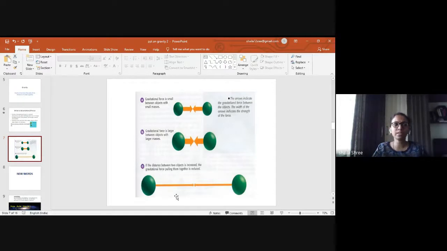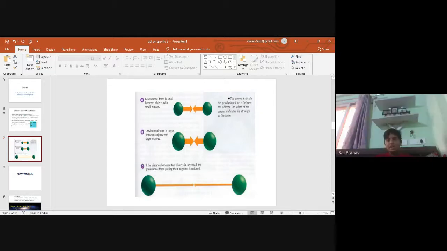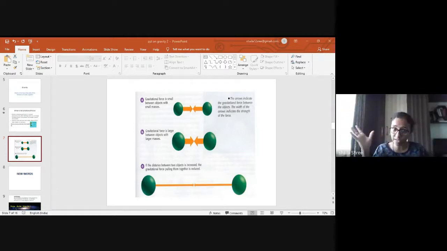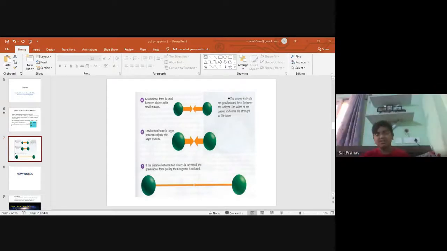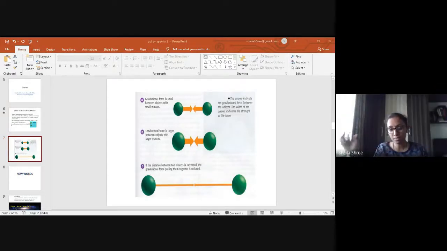You are going away from the Earth's atmosphere. So, will Earth pull you in the same way? No, it will leave you. Why? What is happening? Because we are moving out of the atmosphere. Yes, you are moving out of that gravitational force. Then do you think Earth can pull you, Adi? No. So when two objects are at a farther distance, the gravitational force decreases. That is what it is saying here: if the distance between two objects is increased, the gravitational force pulling them together is reduced.